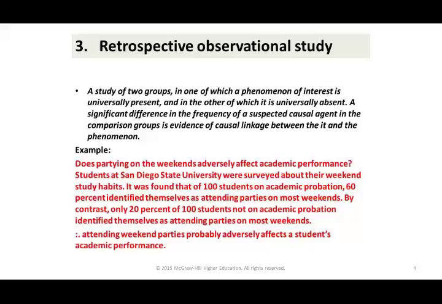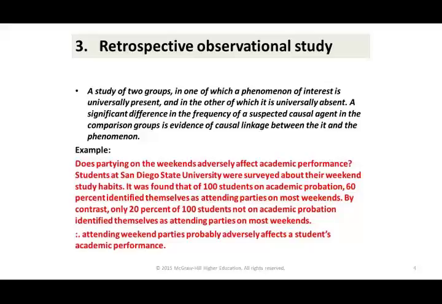I'm surveying everybody. And let's say that in that survey we find 100 students on academic probation, and 60% of those said that they attended parties almost every weekend. By contrast, only 20% of the students not on academic probation identified themselves as having parties on most weekends. In this case, we're surveying them, and we're noticing that, hey, I've got these students who are on academic probation, and that usually means that you're not doing very well, right? Okay. Well, of those students who are not doing very well, well, what do you know? 60% of them attend parties.